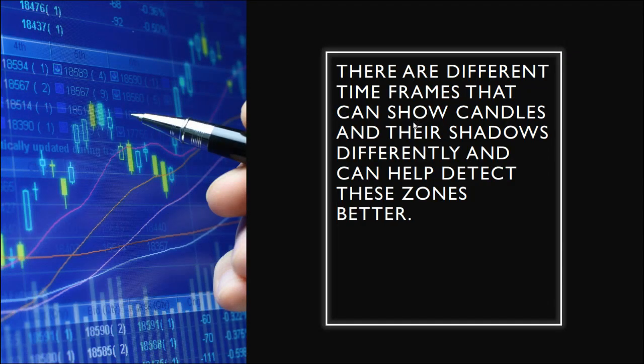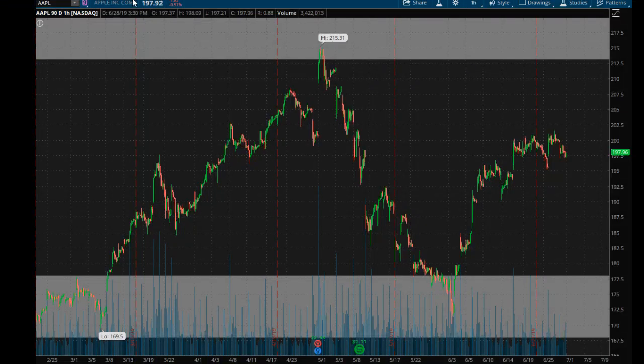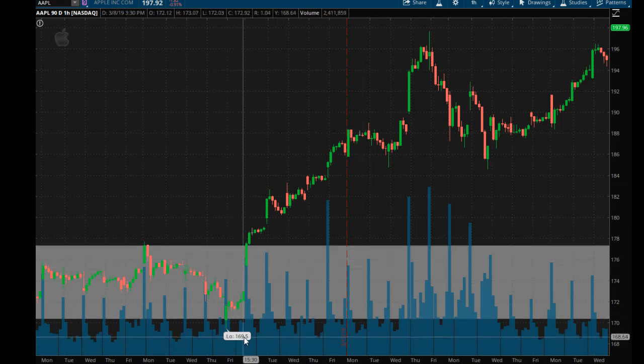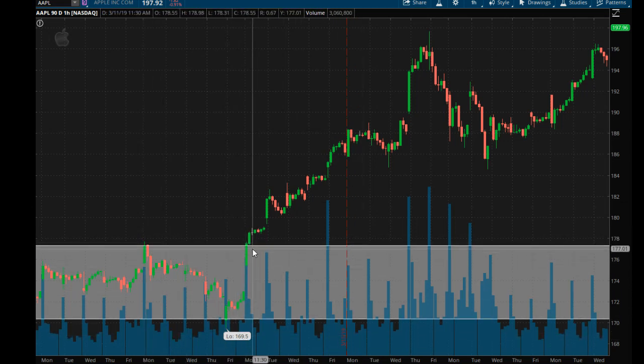There are different time frames that can show candles and their shadows differently and can help detect these zones better. For instance, here's the hourly chart of Apple. If we zoom in at the prior low here of 169.50, we can see that there were some important candles here, here, and here that showed that this zone was made, where there was strong buying that finally broke some resistance areas.